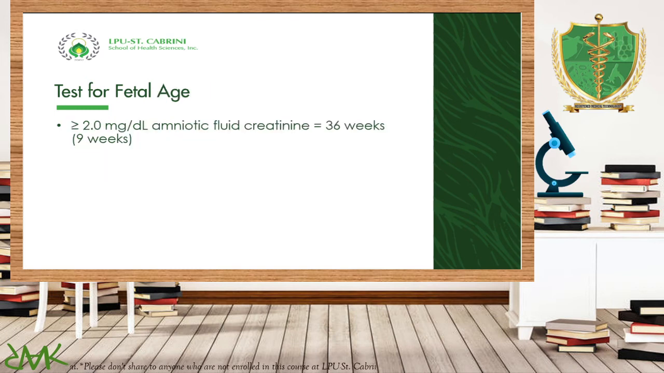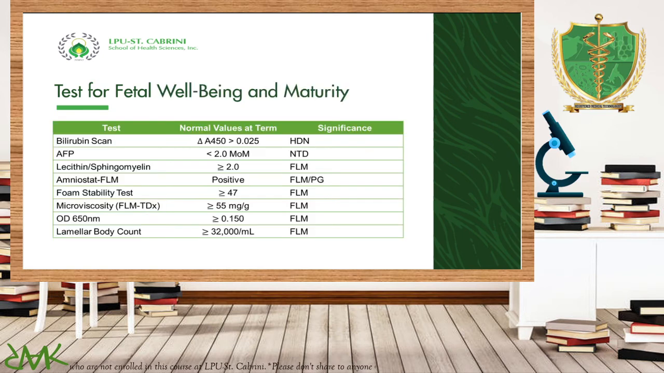Okay? Now, how about for the fetal age? For the fetal age, greater than or equal to 2.0 amniotic fluid creatinine means that the baby is now at 36 weeks of gestation. Please refer that this would be 9 months. 36 weeks means 9 months. Ibig sabihin, ready for delivery.